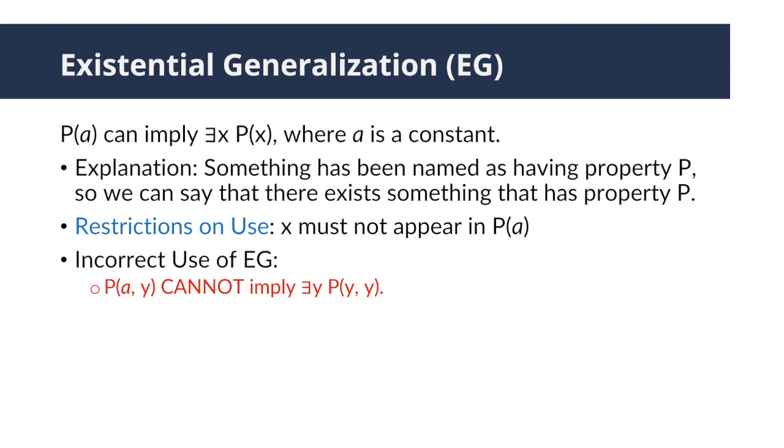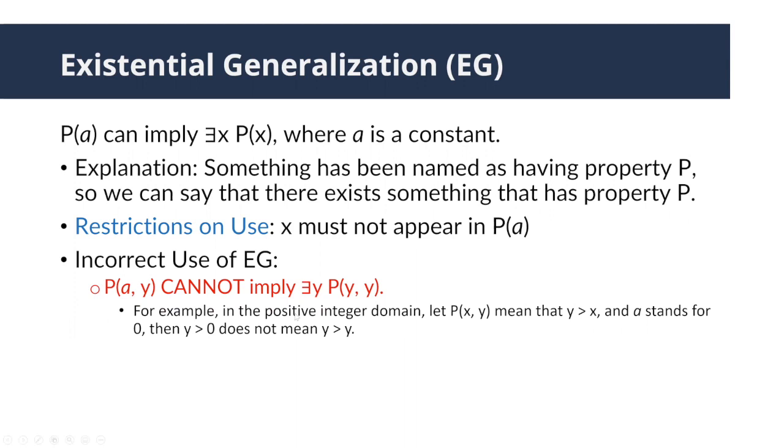Why? Let's see an example. Basically, PAY cannot imply there exists y, PYY. The reason is if the domain is integer domain and PXY denotes y is greater than x and A stands for 0, then PAY means y is greater than 0. It does not mean y is greater than y.